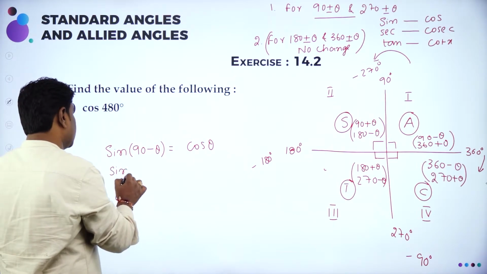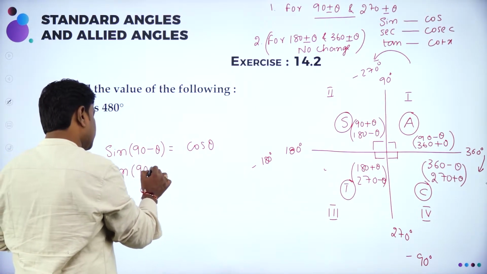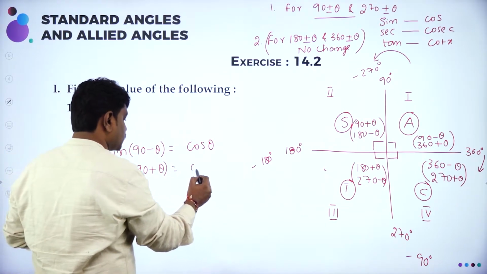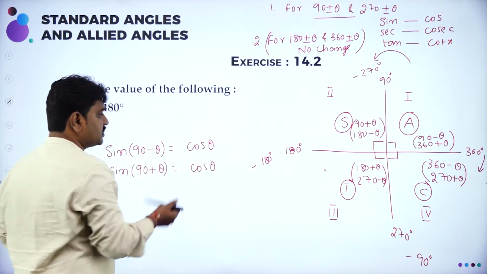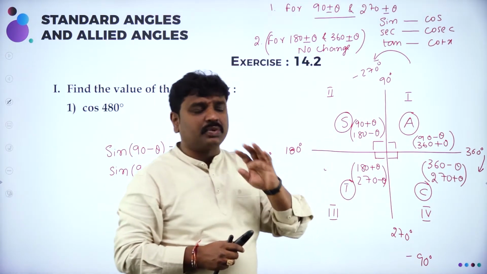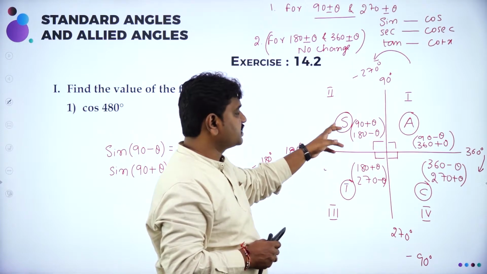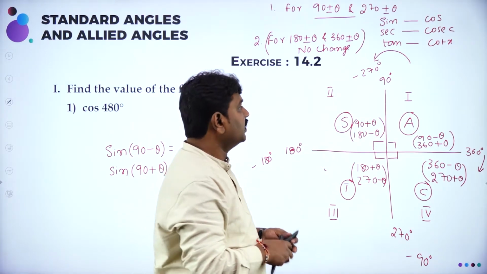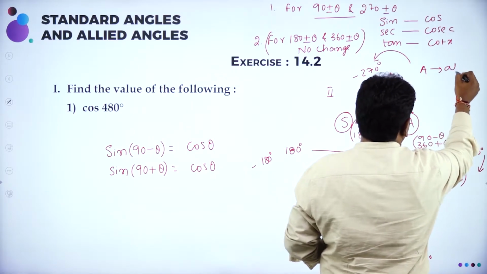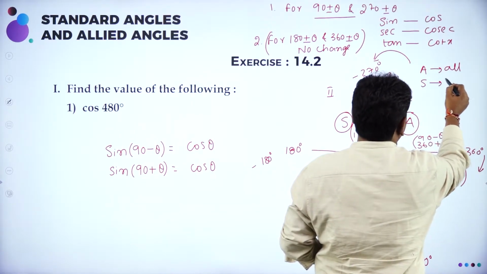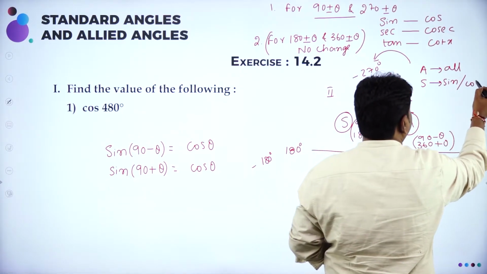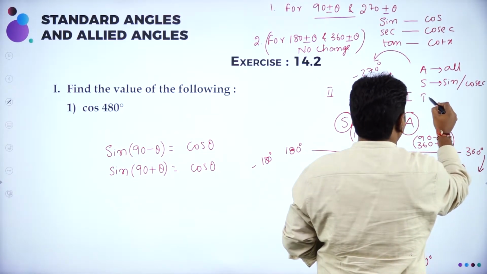Then sine of 90 plus theta. Again I am writing 90. So function changes. Sine changes to what? Cos theta. 90 plus theta lies in second quadrant. In second quadrant, sine is positive. Second quadrant alphabet is S. S means sine or cosecant. First you be thorough with the alphabets. A stands for all trigonometric functions. S stands for sine or reciprocal of sine. What is the reciprocal of sine? Cosecant. And T stands for tan or cot.